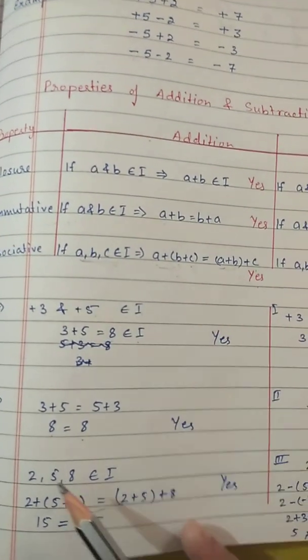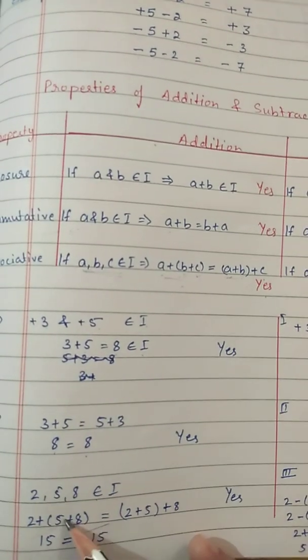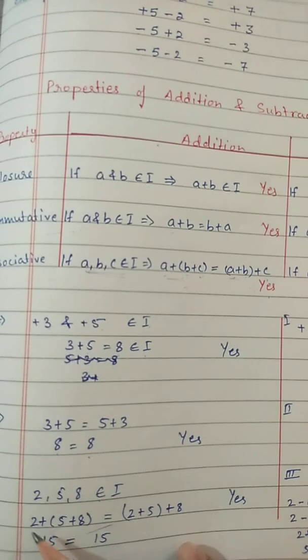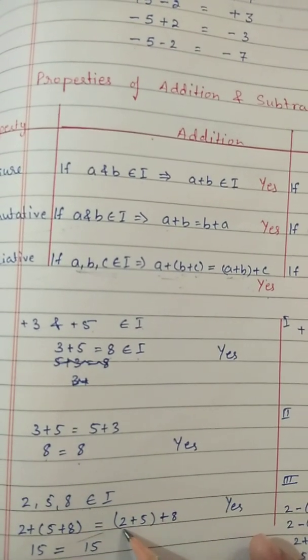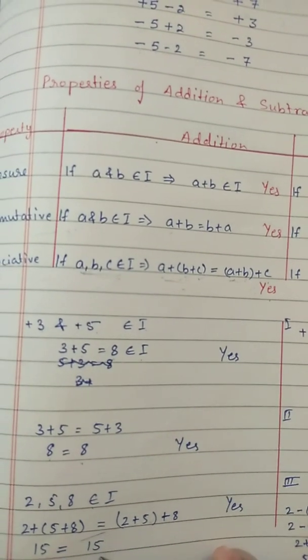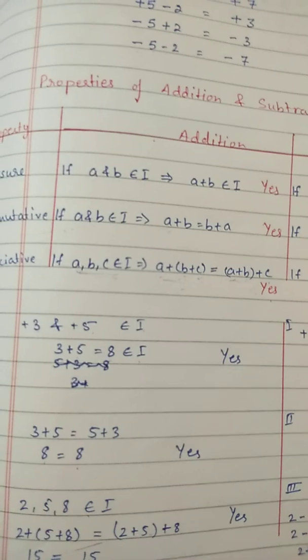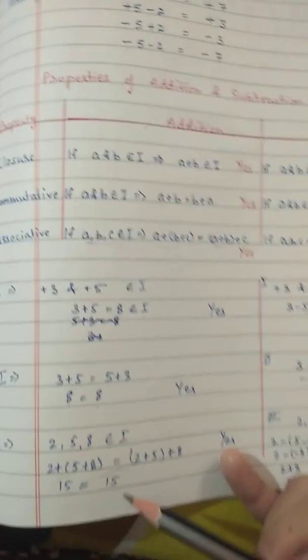We'll check for addition. We have here three integers 2, 5 and 8. First we are adding 5 and 8. 5 plus 8 is 13, plus 2 is 15. Second case, first we are adding the first two. 2 plus 5 is 7. Then 7 plus 8 is 15. So you can see here in both cases the answer is coming the same. It means this associative property is applicable for addition.